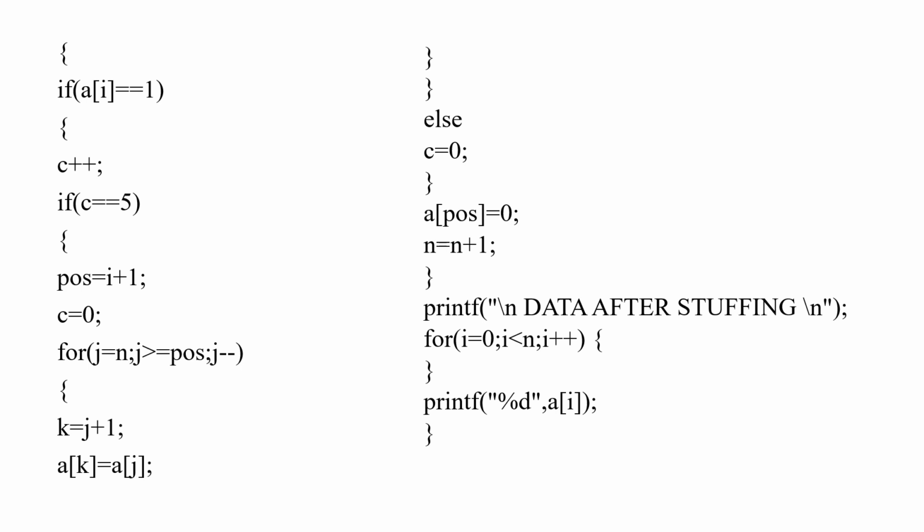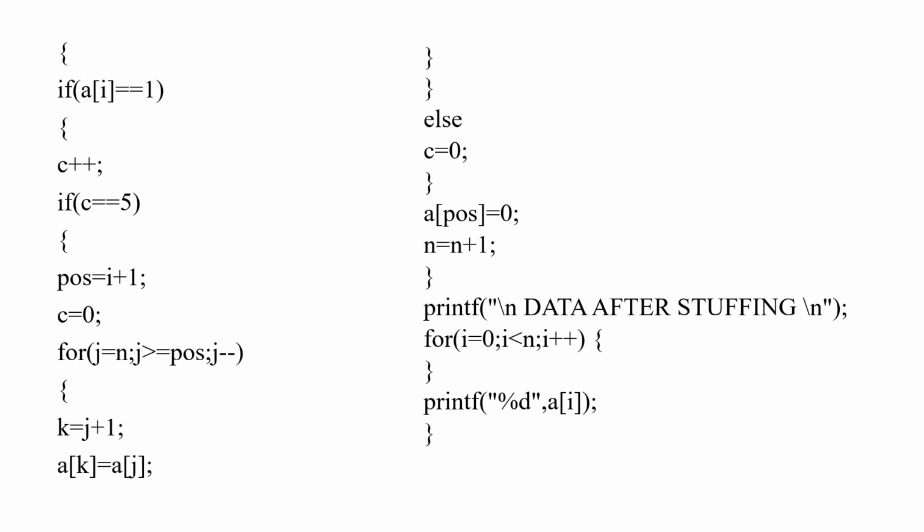After c is equal to 5, the position moves to the next frame. Then if c is equal to 0, you create a loop: j equal to n, j greater than or equal to pos. j equal to n is the highest value, j equal to 15. While j is greater than the mentioned position, it goes inside the loop where k is equal to j plus 1.